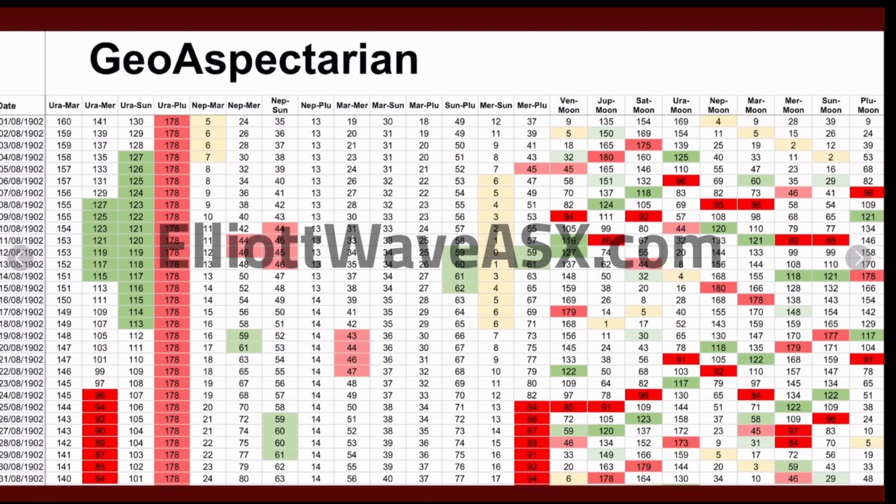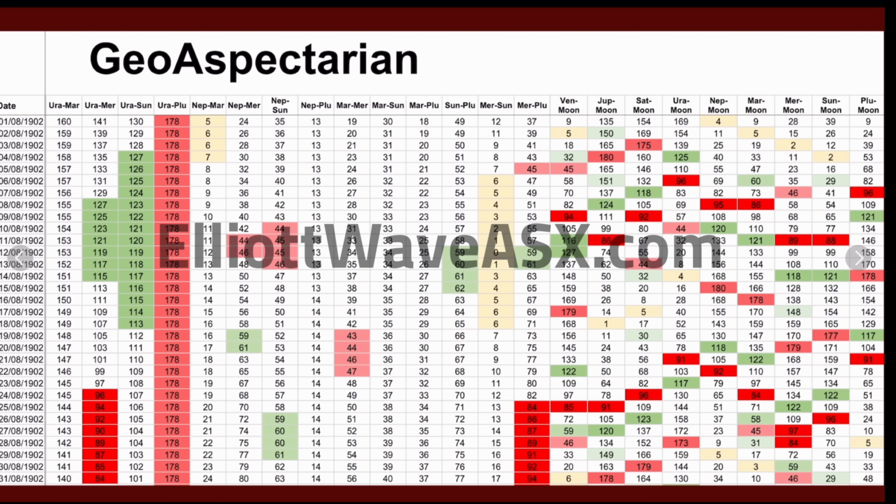We do actually have a helio-aspectarian, which are all the aspects pre-calculated if you were looking from the Sun. For this work, I find most people use geocentric, but there are some that use heliocentric too, so that's why we've got two types.